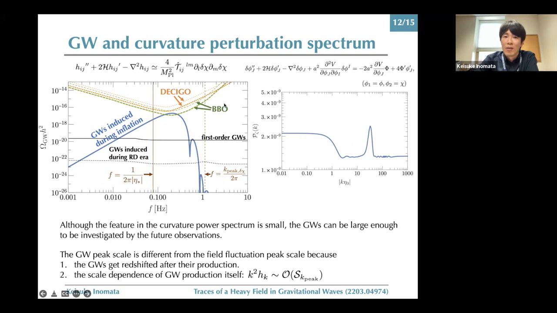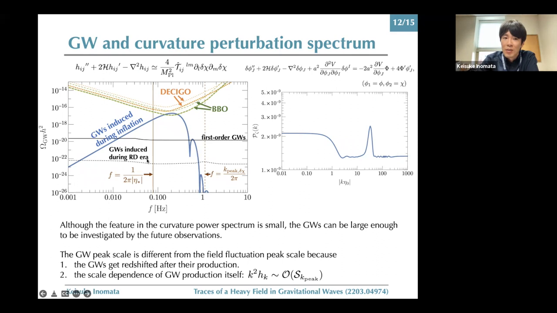And this black line shows the first order gravitational waves. So this is from the quantum fluctuation of tensor perturbation, and this is directly related to the energy scale of inflation. And I also plot the gravitational waves induced during the radiation dominated era.